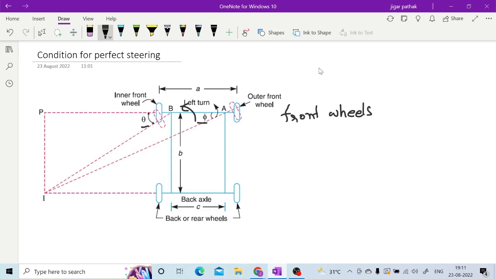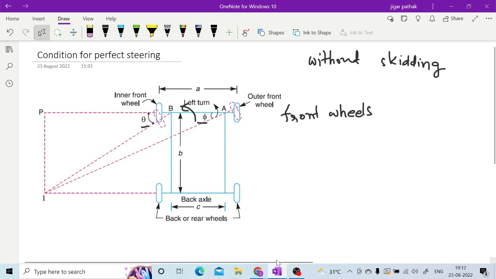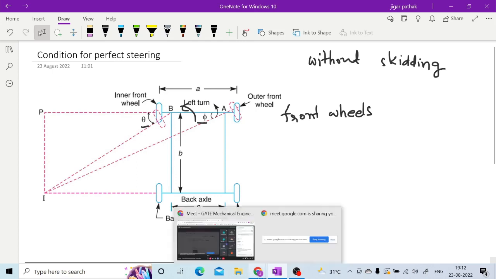So for that, sir, there is no friction, sir. Sorry. So there is no friction. There is. Sir, skidding, sir. Yes. Hello. Yes, sir. Yes.